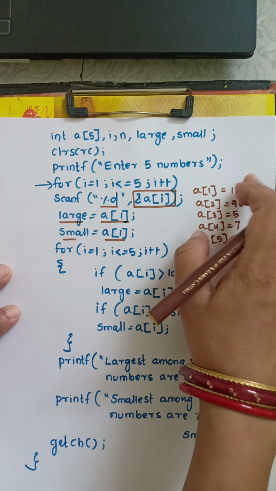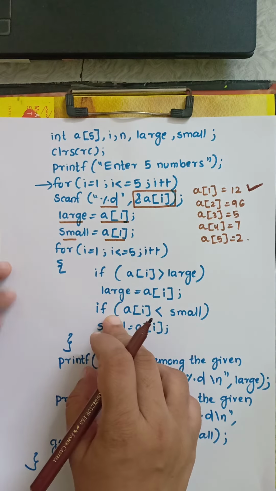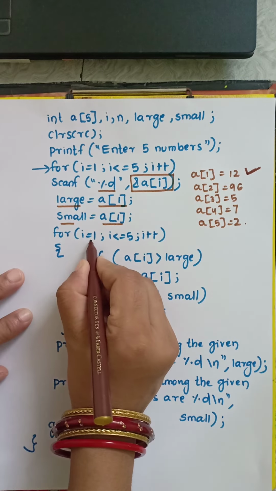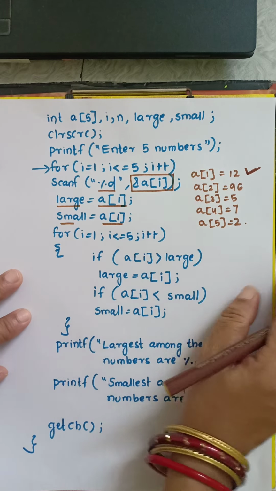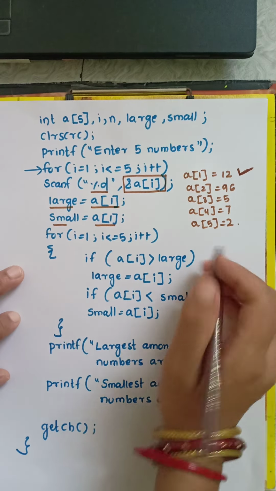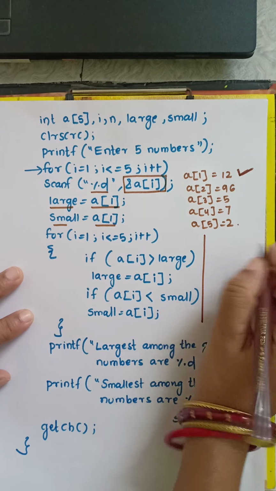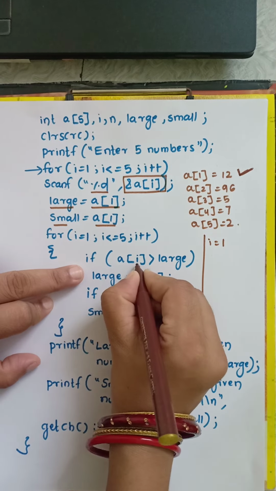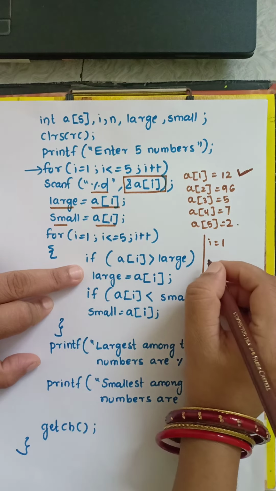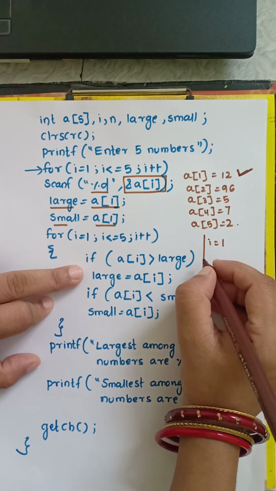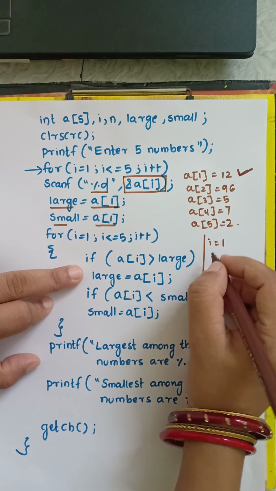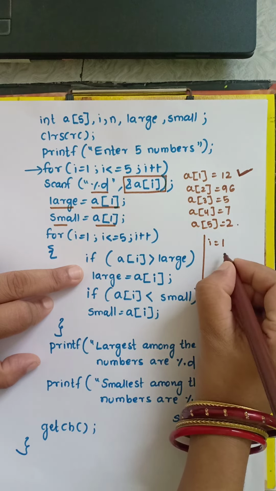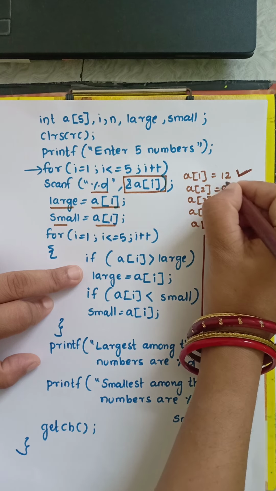Okay, if this is not large or smaller, then we come to here and we display the loops. Now I use i equals 1, i less than or equal to 5, i plus plus. First, for a1, how is this executed? First i equals 1. Then check if a[i] is greater than larger. If the a1 value is greater than this value, then larger equals 12.